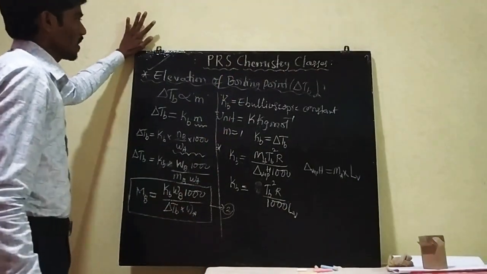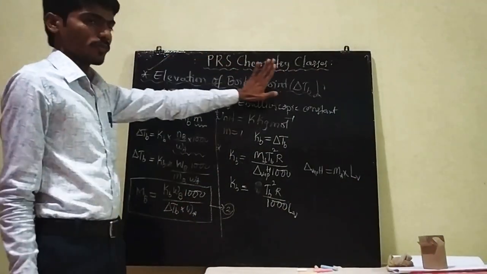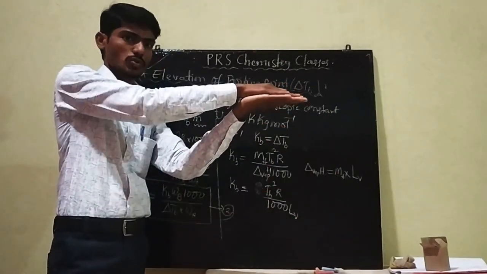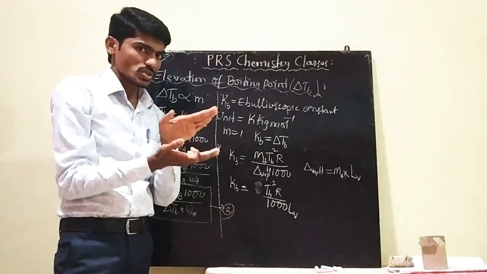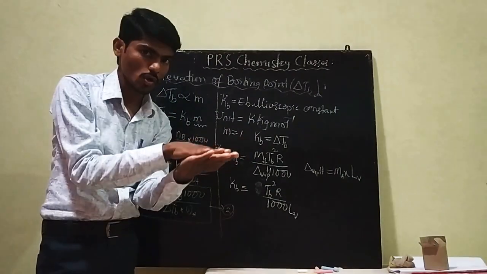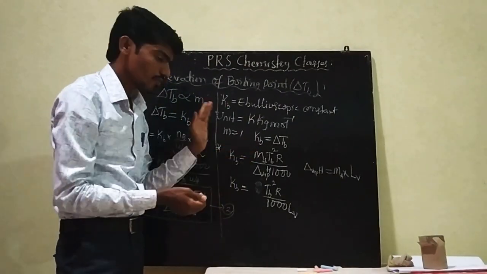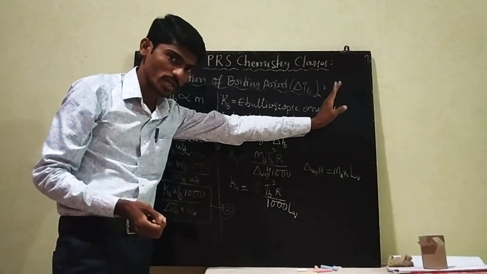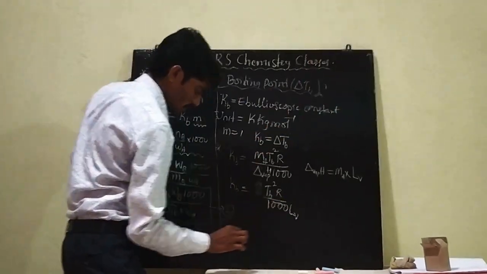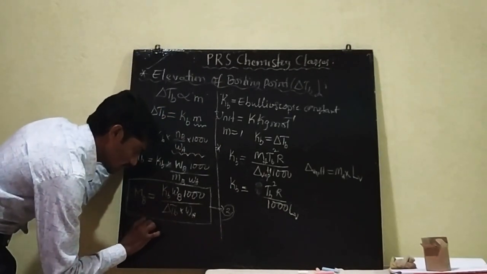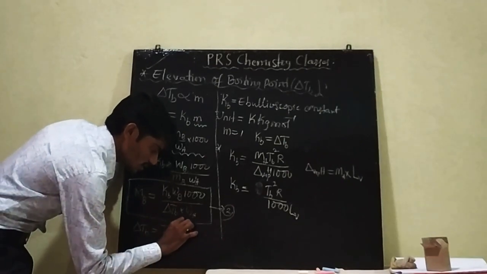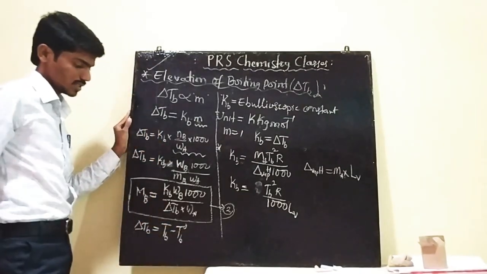Now just recall what is meant by elevation of boiling point. Boiling point is the temperature at which vapor pressure becomes equal to atmospheric pressure. When you add a non-volatile solute to a solvent, the vapor pressure decreases, and when the vapor pressure decreases, the boiling point becomes more. So delta Tb is nothing but Tb minus T naught b.